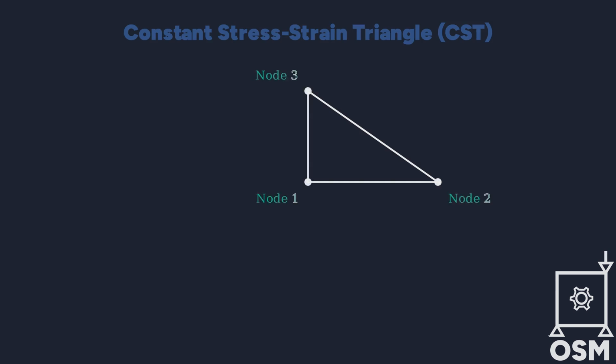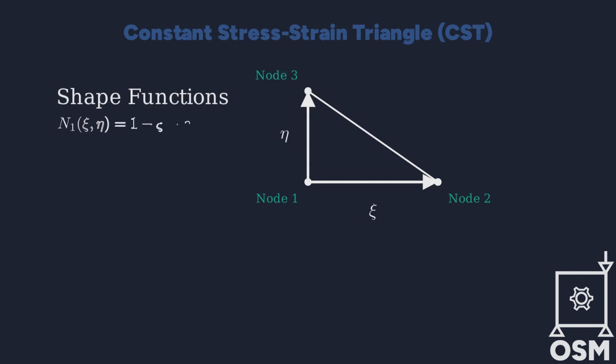To describe positions inside the element, we use natural coordinates. From node 1, we draw arrows toward node 2 and node 3 to define the chi and eta directions. These axes help us define shape functions, which map nodal values, like displacement or temperatures, across the element.